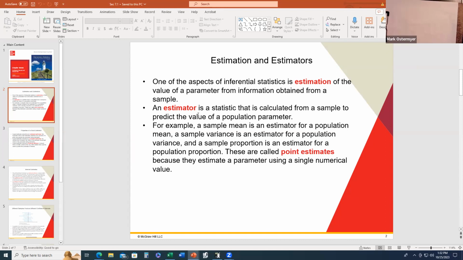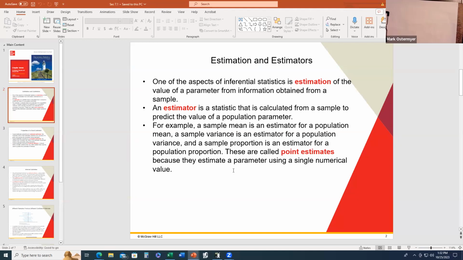All right, an estimator is a statistic that is calculated from a sample to predict the value of a population parameter. For example, the sample mean is an estimator for the unknown population mean. The sample variance is an estimator for the unknown population variance. And we use a sample proportion as an estimator for an unknown population proportion. These are called point estimates.